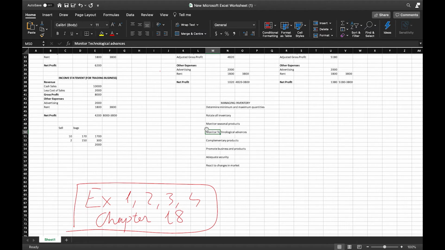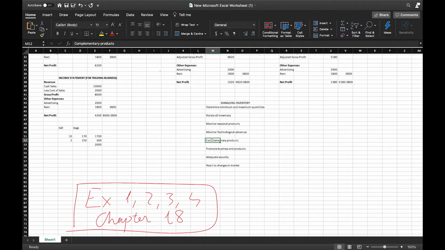Monitor technological advances. Either you can use social media, or you can use websites, or you can update your accounting record software in your computer system in order to keep up to date with the technological advances in the world, so that the accounting record becomes more accurate, more efficient.